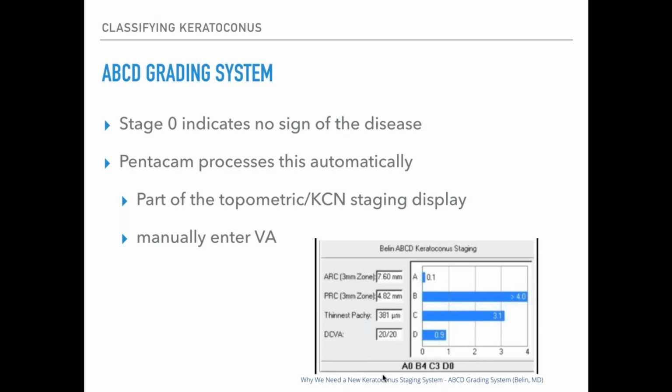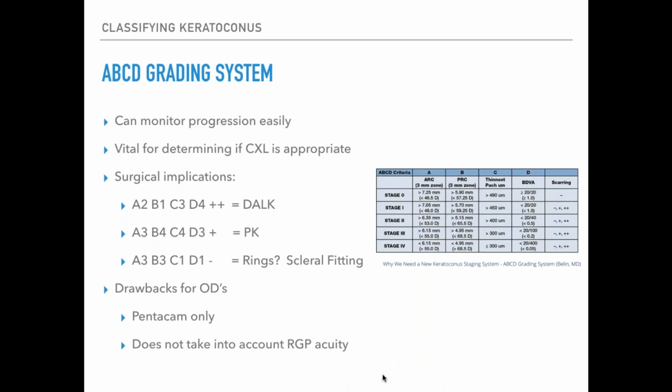If A continues to increase year by year, we know that the anterior cornea is getting steeper and steeper. Same with B, C, and D. So again, it allows you to easily measure progression and determine corneal collagen cross-linking viability. And then again, it helps those surgeons determine exactly what type of surgery is going to be best.